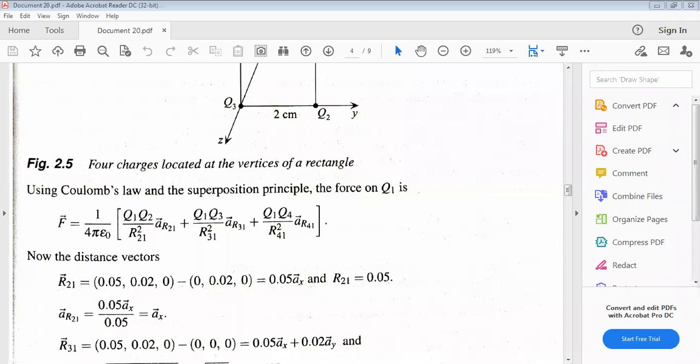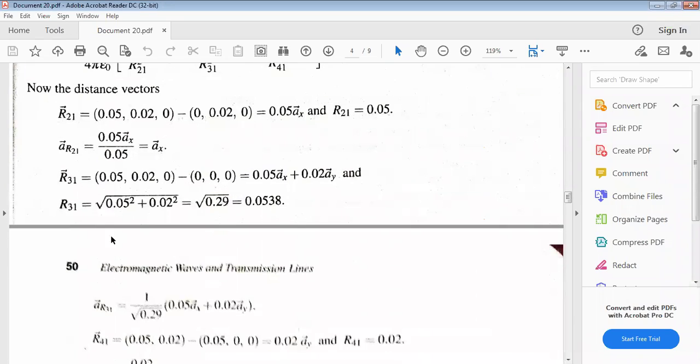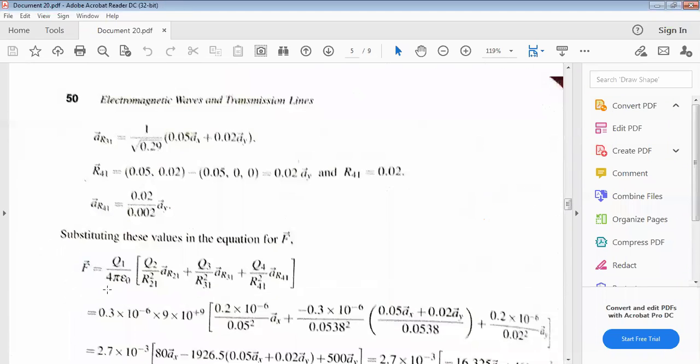So R21 is already given as R2 minus R1, that is x2 minus x1, y2 minus y1, right? And the distance vector a of r21, see here. From that point, 0.05 ax by its magnitude, square root of 0.05 whole square, and the root and square both cancel, so that is just 0.05. The result is ax. Similarly r31, similarly r41, and finally you have to substitute that.